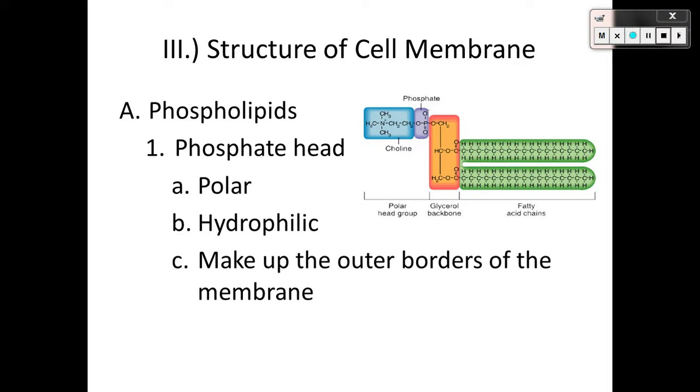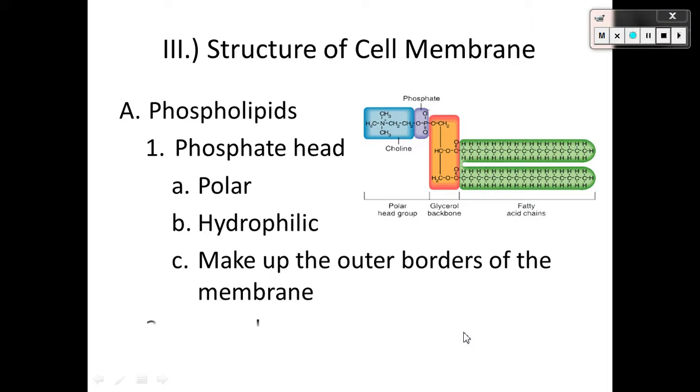So I'll give you a little bit of a structure of a phospholipid. Now, this is slightly different than when I talked to you about it last time. Originally, when I talked to you guys, I just said it had a phosphate head and fatty acid chains.